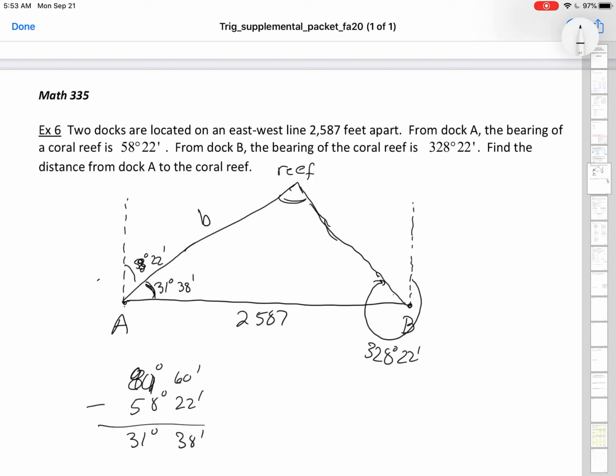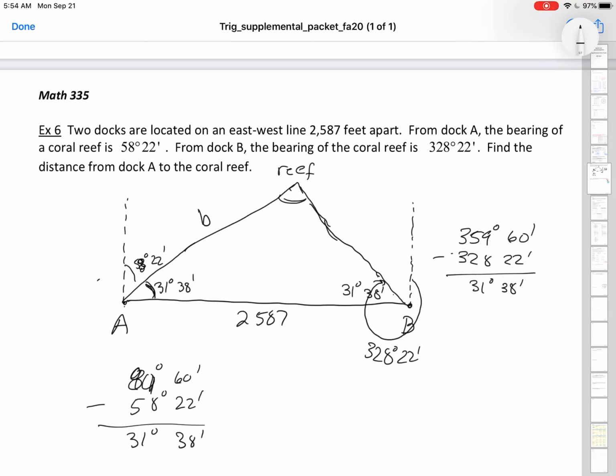If I look at the 328 degrees, if I go all the way around, it's 360. So if I look at 360, which I'll write as 359 degrees, 60 minutes, and subtract away the 328 degrees 22 minutes, I end up with 31 degrees 38 minutes for right here. So that's interesting, right? That's what's coming out for that angle right there, is that we get 31 degrees 38 minutes. But is that right?